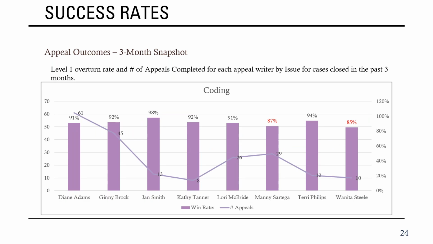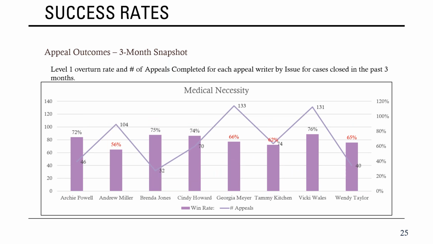Okay, so here's an example for our coding staff, where the average, I think, was 91% for the team. And here we can see a big variability in the number of appeals that were written by the different staff members. So I just want to emphasize again that this is important to take into consideration as well.